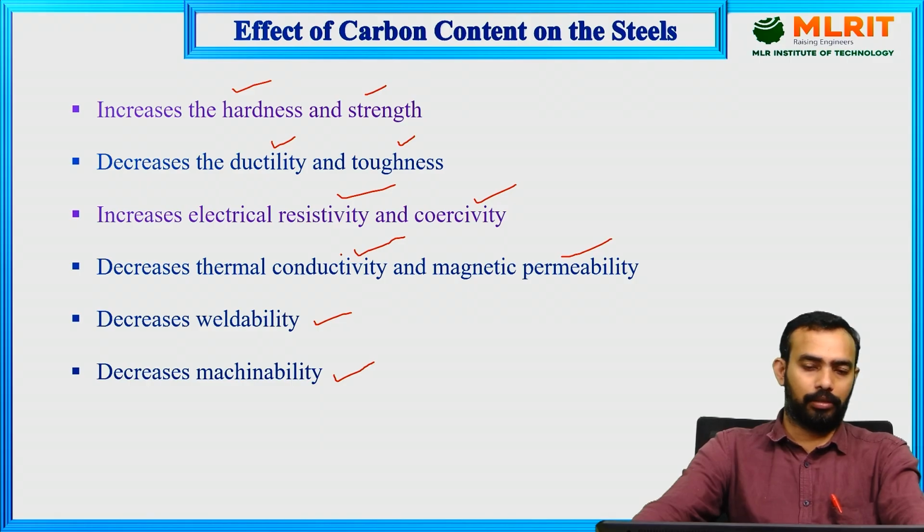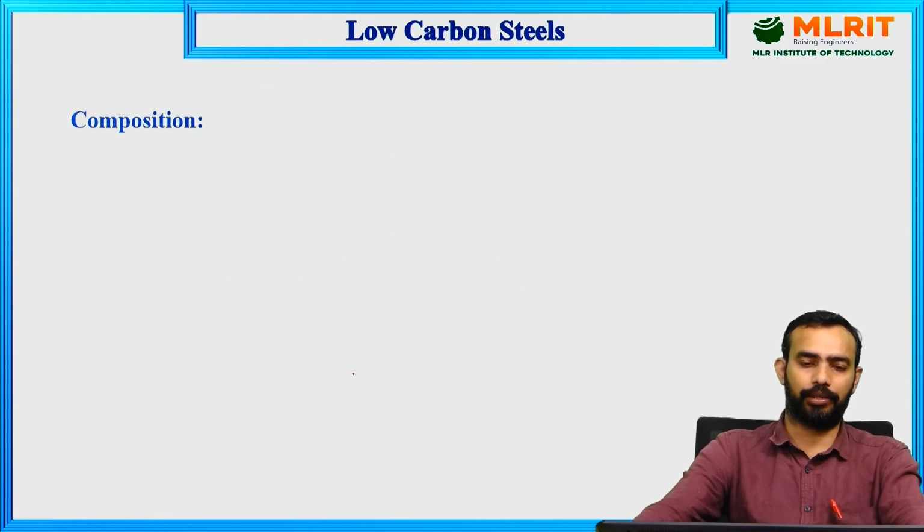Okay. So this is the effect of carbon content. It only increases the hardness and strength of the material as the carbon is increasing. On the contrary, it decreases the ductility, toughness, electrical conductivity, thermal conductivity, weldability, and machinability of the material. So we'll look at low carbon steels. We'll jump into low carbon steel.